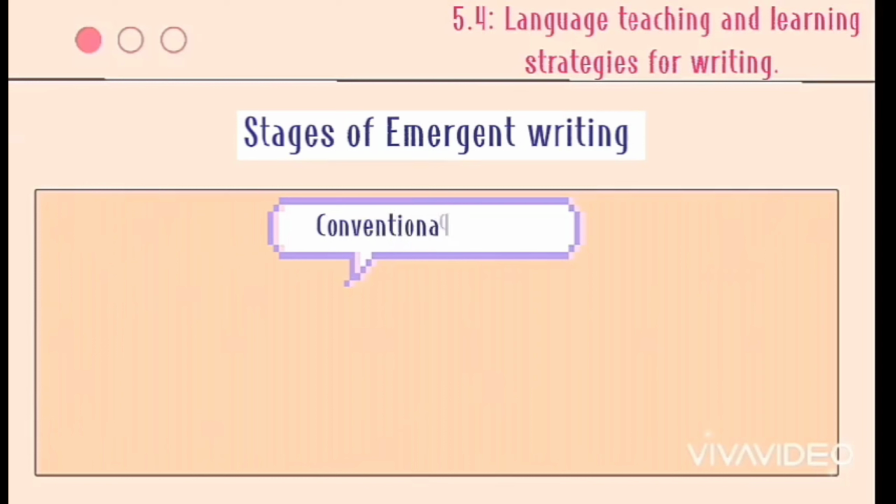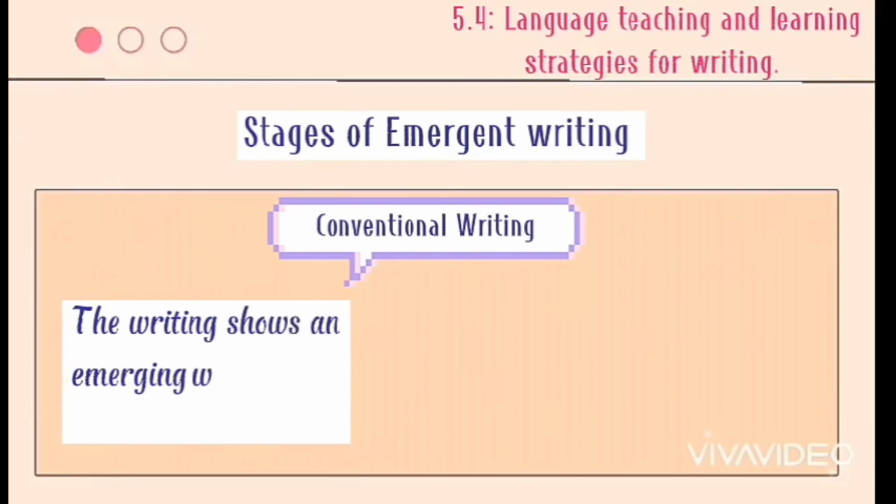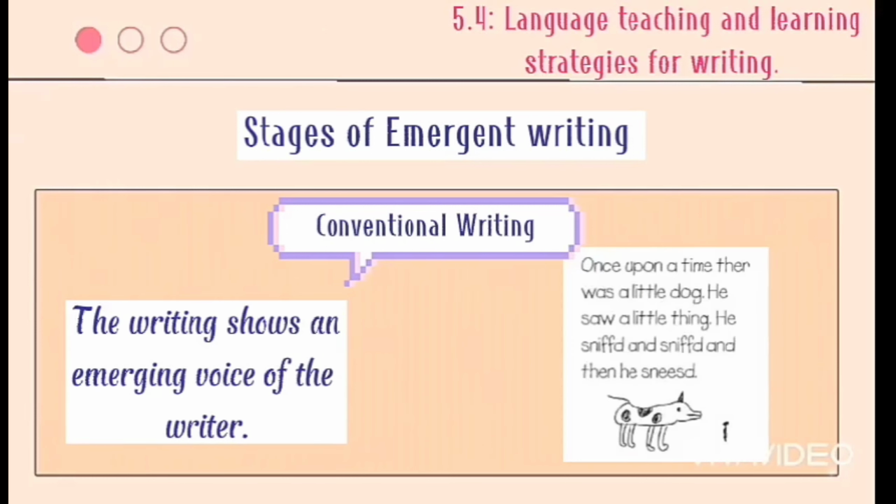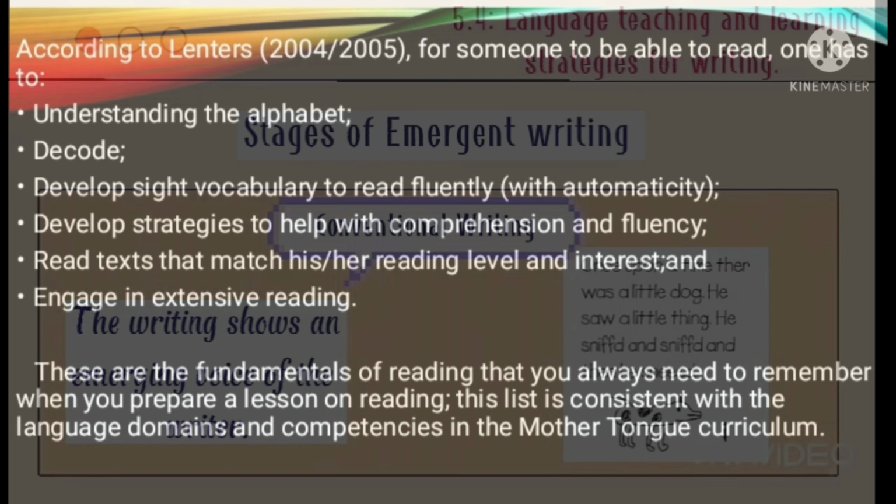And the last is conventional writing. In conventional writing, the writing shows an emerging voice of the writer. This picture is the example of conventional writing. So the child focuses on a topic and uses close to correct copy. The writing demonstrates an emerging voice.